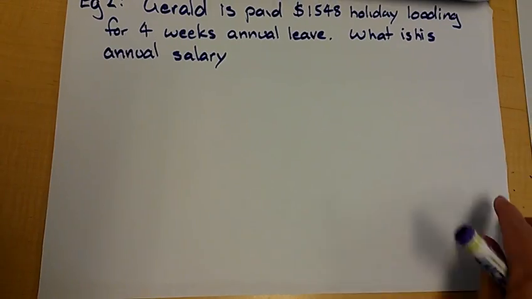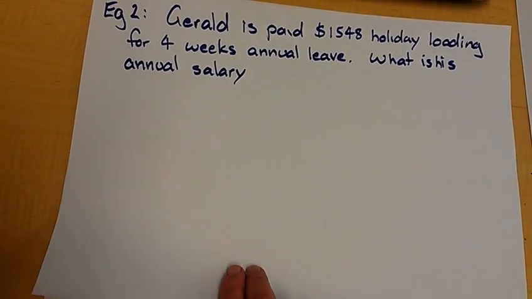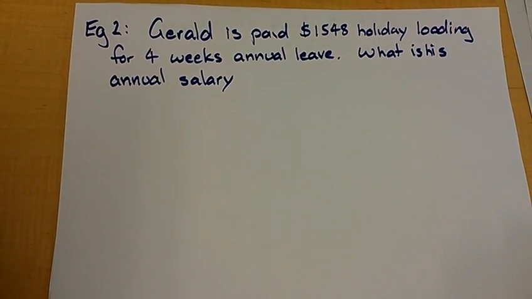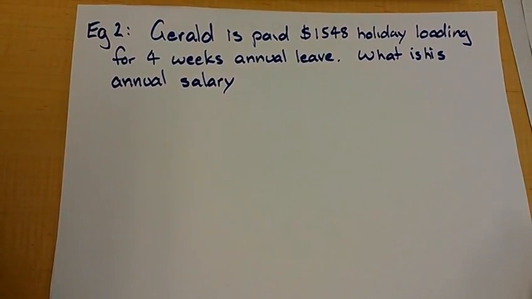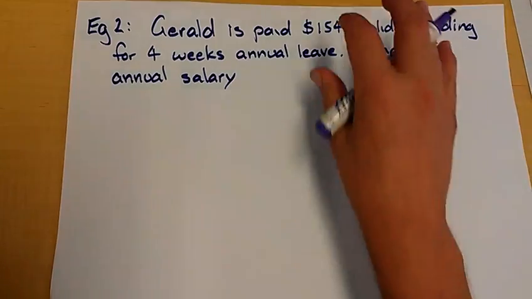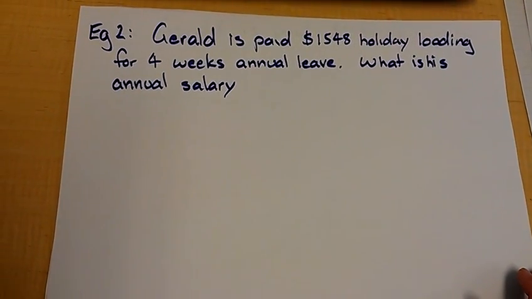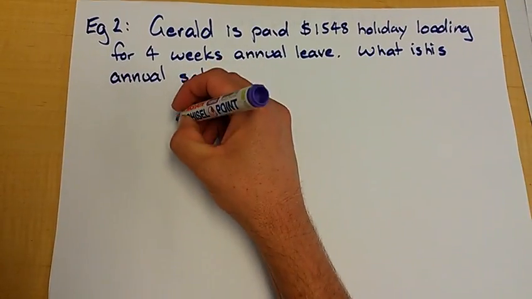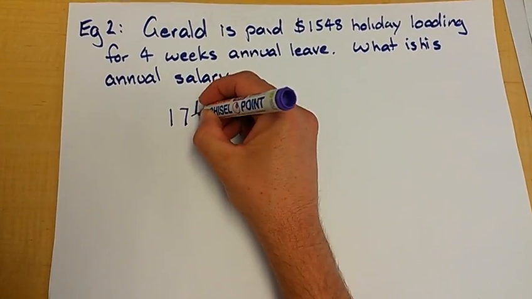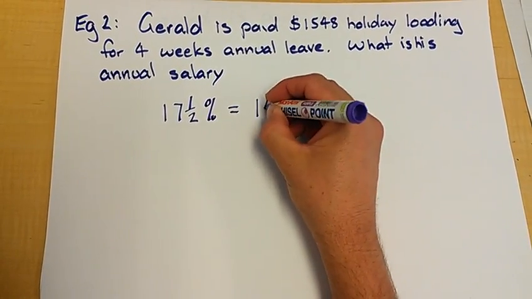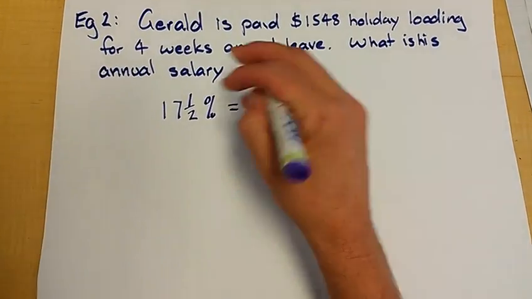Okay, we've got another example here, which was using the unitary method, and just a little bit further working. I just want to work backwards this time. So this time we're going to have a look at an example where we know someone's holiday loading for their 4 weeks annual leave, and we want to work out what their annual salary is. So we're going to take the holiday loading, work it all backwards, and work out what their annual salary is. So the holiday loading is 17.5% of their 4 weeks pay. So 17.5% is equal to $1,548.